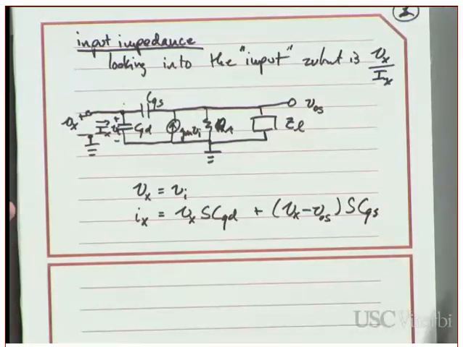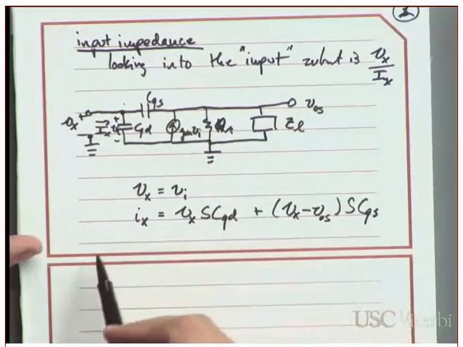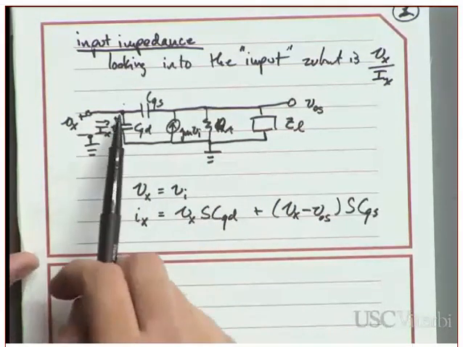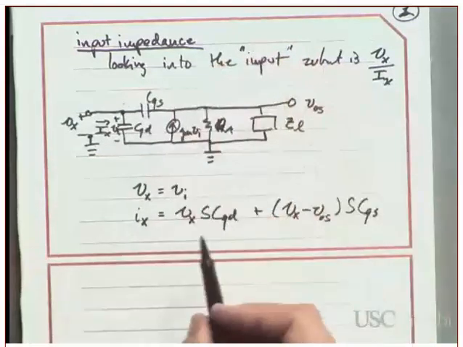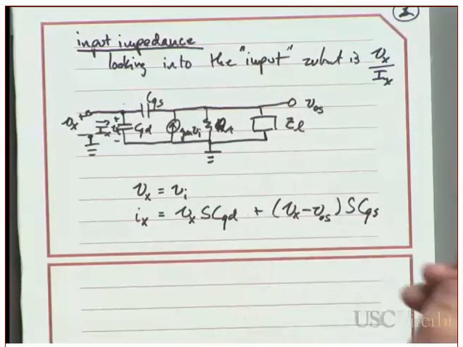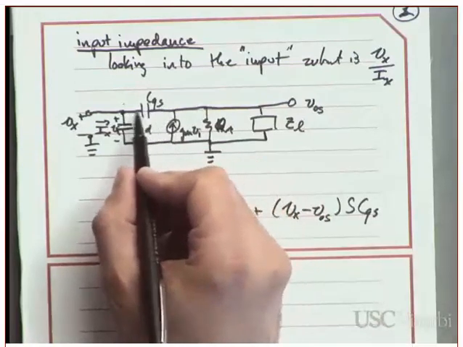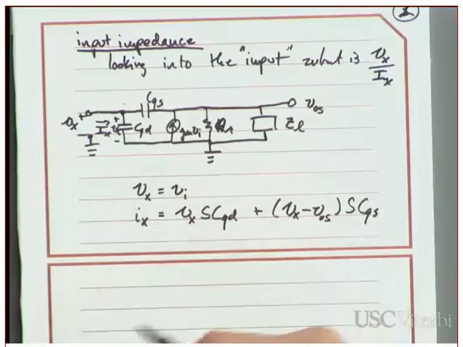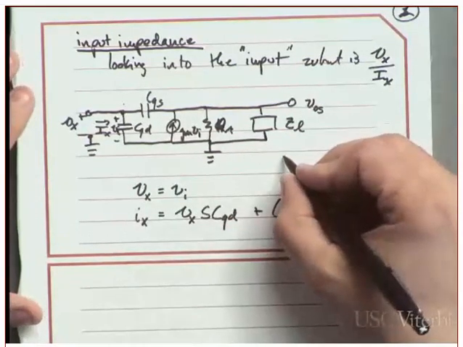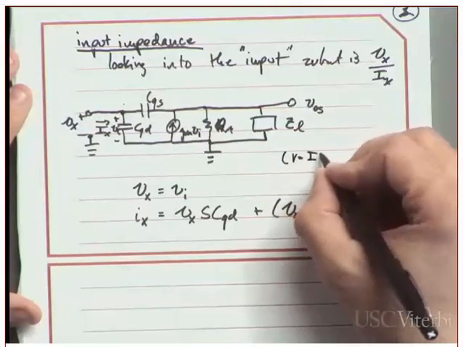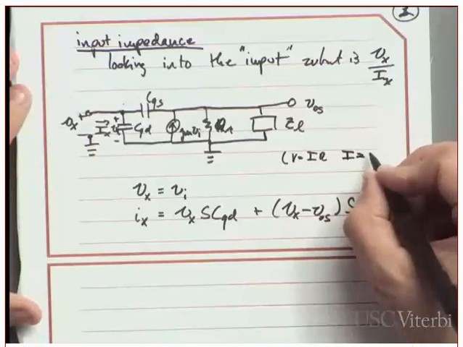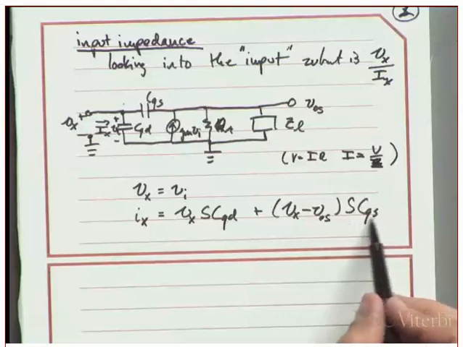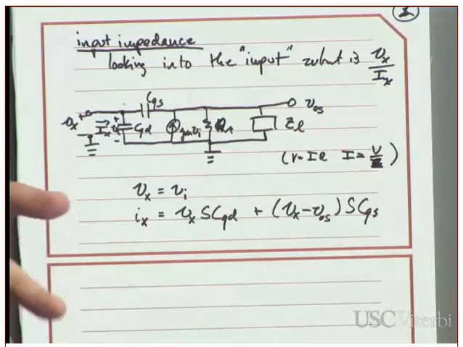VX s CGD is just the voltage drop here. I'm sorry, the current drawn through this node right here, this way. And then VX minus VOS, s CGS, is the current drawn this direction through this capacitor. So it's the voltage drop over the impedance. I'm using V equals IR rearranged as I equals V over R, or Z in this case. So this is the Z of the capacitor. And so that's pretty good.